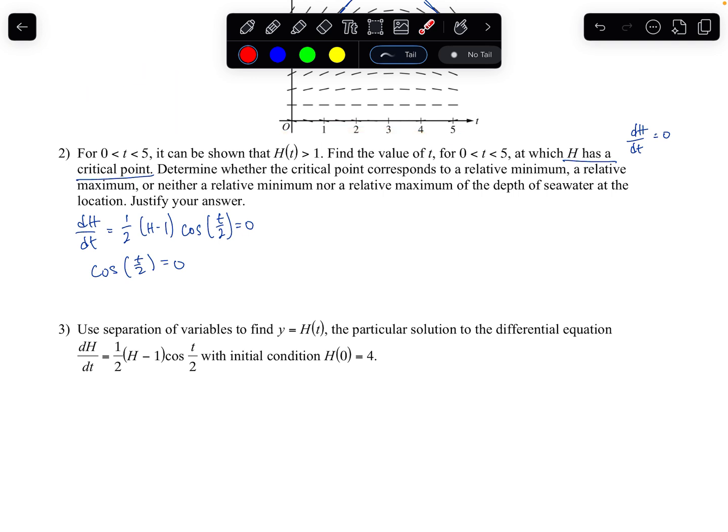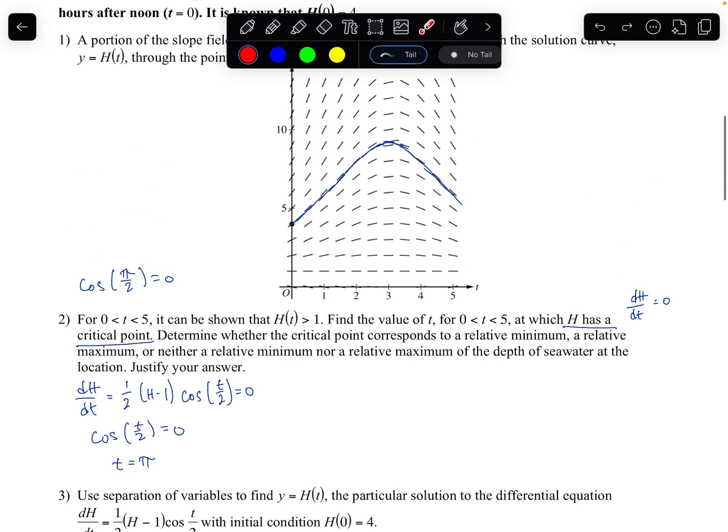So that's pretty easy. So I can say that cosine of pi halves is equal to 0, and pi is like 3.1 something and whatever. So look at this right here. If you compare these two right here, this would mean that t would have to be equal to pi. So there you go. So when t is equal to pi, that's when you're going to have a critical point. And that matches with our curve up here.